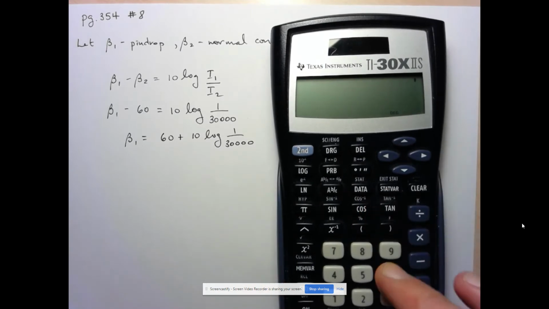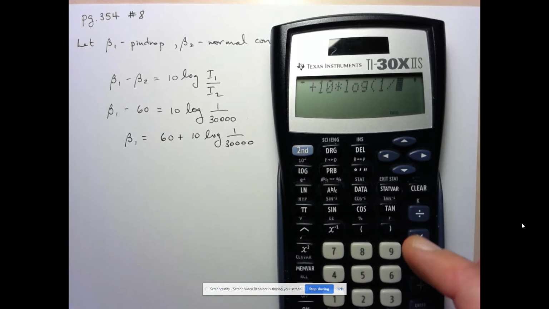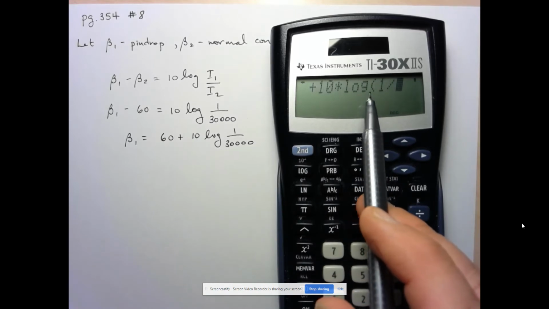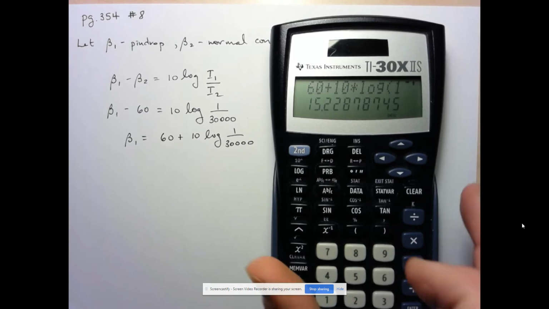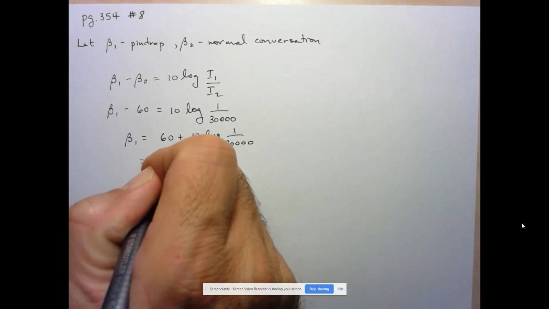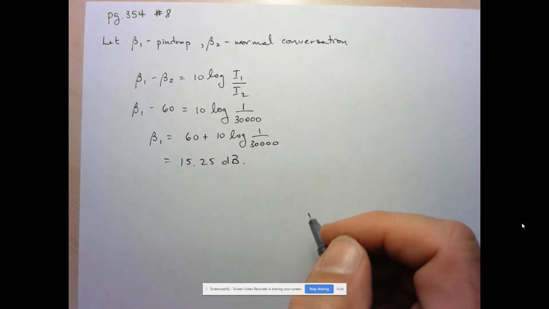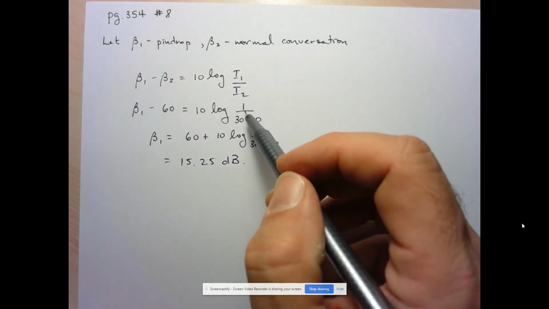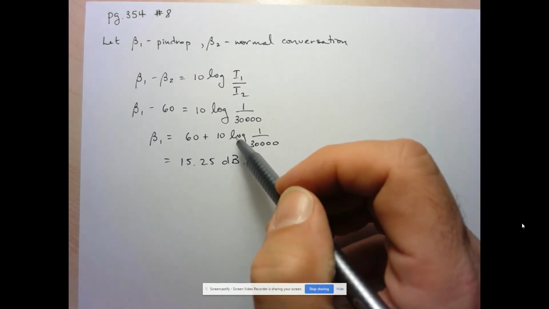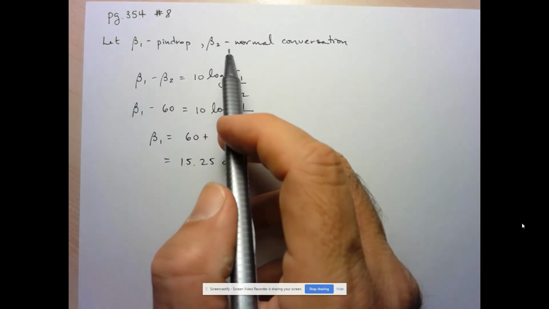All right, so let's do that here. We've got 60 plus 10 times log of 1 over 30,000. Now again, if your calculator doesn't automatically open up the brackets, make sure you're doing that there. All right, and what do we get here? 15.23. All right. Which is not surprising, because that's what we had anticipated, that because the ratio of pin drop to conversation was some number less than 1, then we expected the decibel level of pin drop to be smaller than the decibel level of a normal conversation.